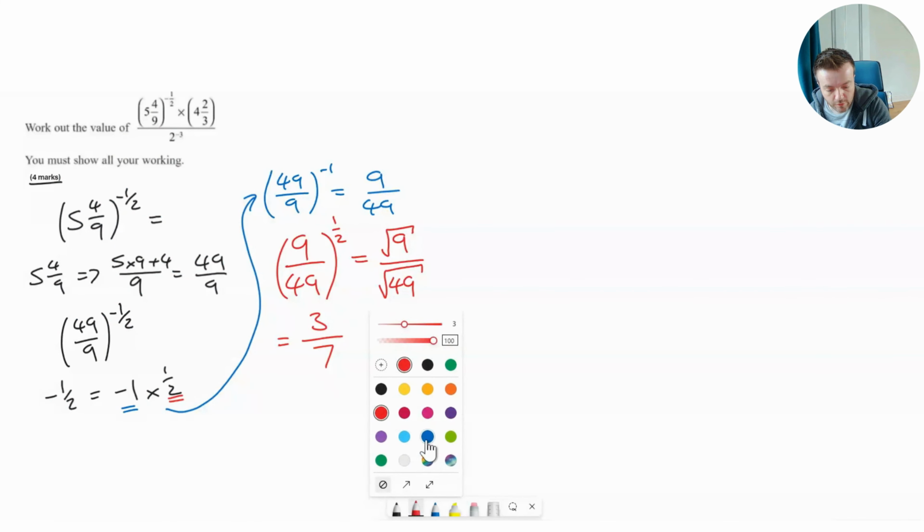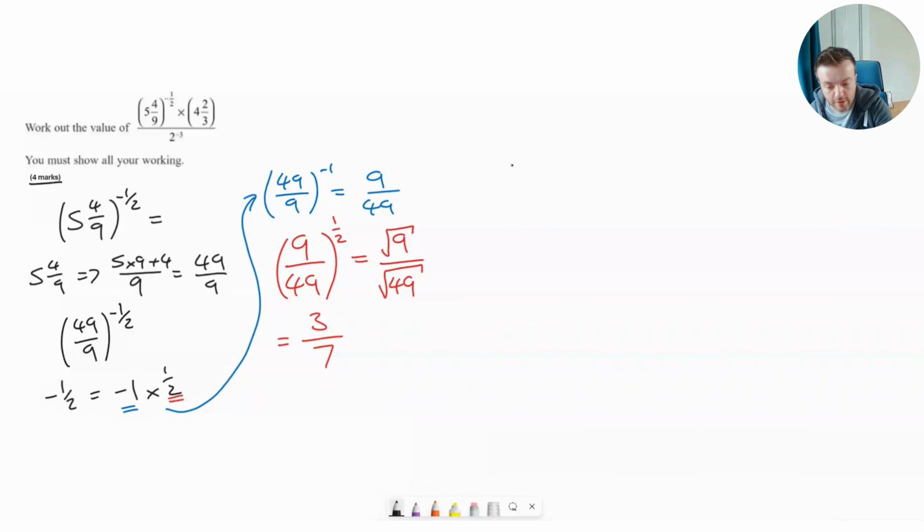Okay, so let's change colours because I like to change colours. Make it look all nice. Right. Okay, so the next bit, we've got times by 4 and 2 thirds. That's relatively basic. That's just going to become 4 times 3 is 12, 14 over 3. Okay, so we've got that bit there. I also forgot to underline the answer, so let's underline that bit there, just to make it easy for the examiner.